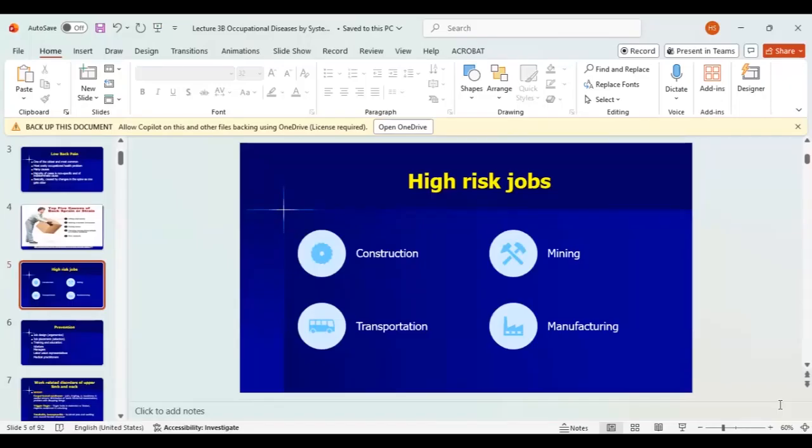There are some very high-risk jobs for musculoskeletal disorders: construction industry, for example, where there's still a lot of manual lifting and pulling and pushing and stretching taking place, in mining, in transportation, in manufacturing, right?